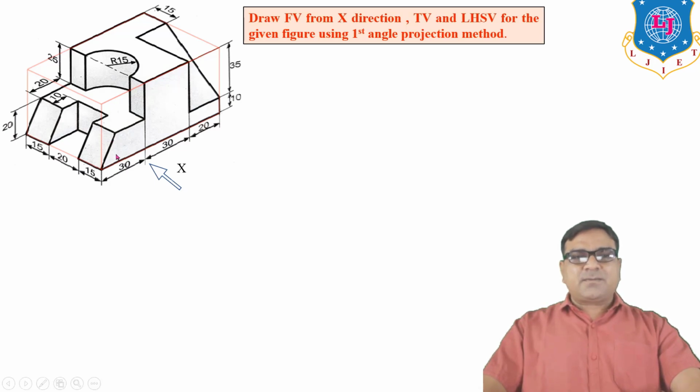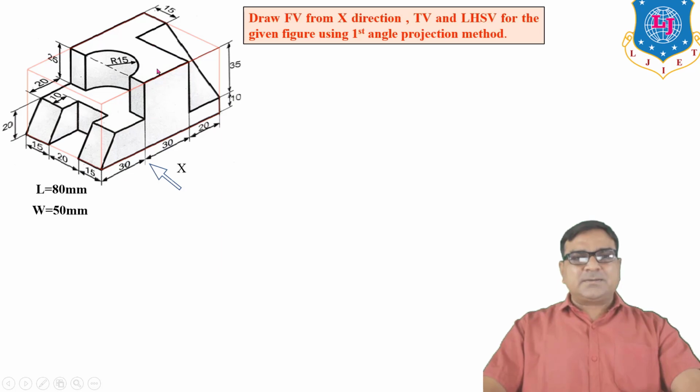So here from this point to this point, overall length 30 plus 30 plus 20, so 80 mm length. What is width? So this line represents width, so 15 plus 20 plus 50, so 30 plus 20 means 50 mm is width.